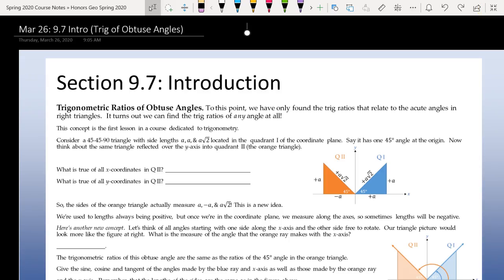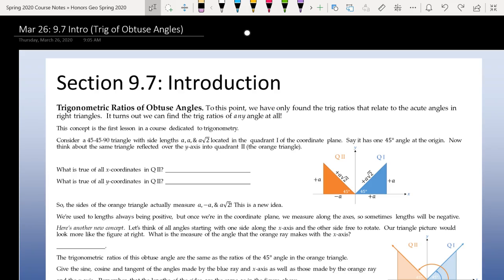Welcome back, everybody. I wanted to get started with new material today, so we're going to start looking at section 9.7. Ultimately, this deals with the law of sines and the law of cosines and solving for triangles that aren't right triangles, but I think there are a couple of steps that we should get to before we start talking about those. The first has to do with finding the trigonometric ratios of obtuse angles.